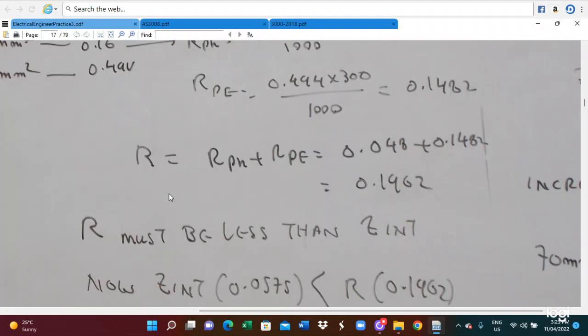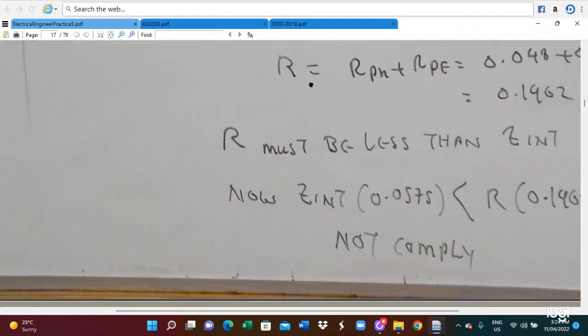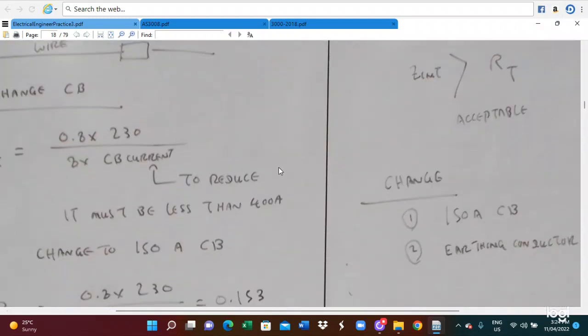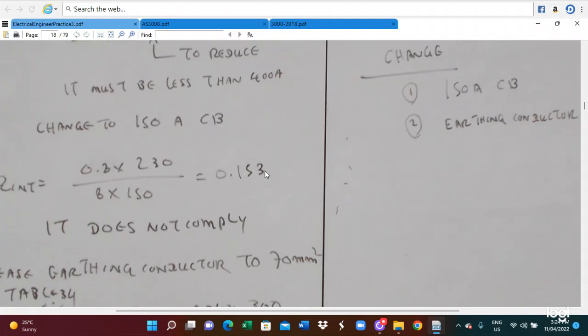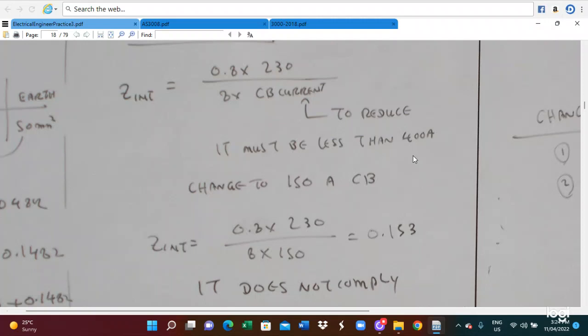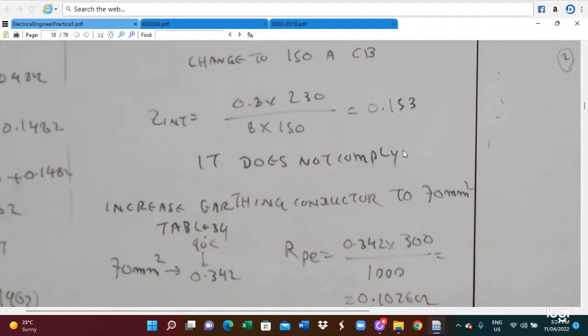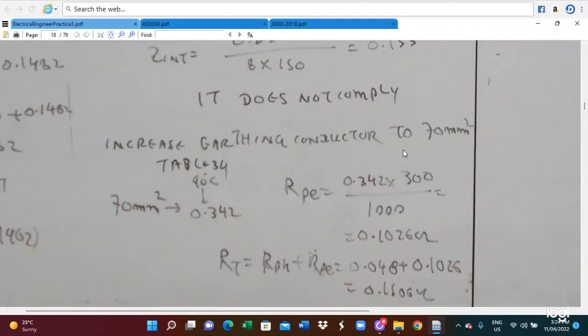So in this case, R must be less than RINT. RINT is 0.575. R is 0.1962. So this R is not less than RINT, it is even greater. Therefore, it does not comply. The circuit breaker and leakage circuit breaker will not be working. Therefore, we have to change the internal resistance. How to make it comply?